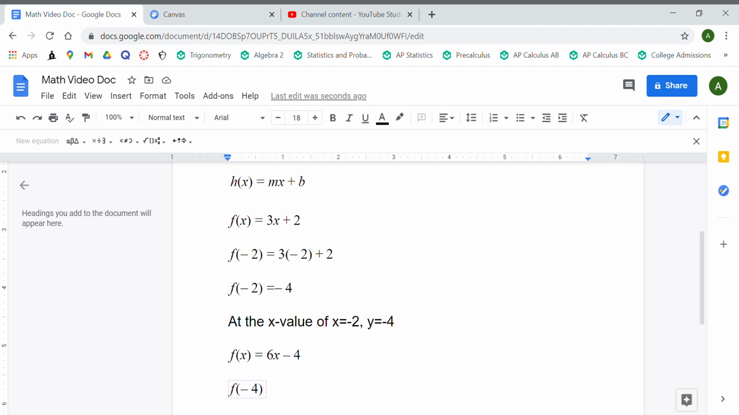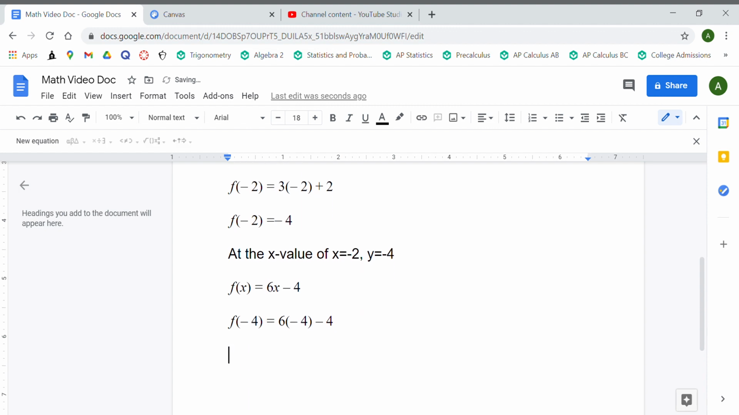Alright, so hopefully you did this. Pretty easy, right? 6 times -4. And then we have f of -4 equals 6 times -4 equals -24, minus 4 equals -28. Alright, so that was pretty easy.